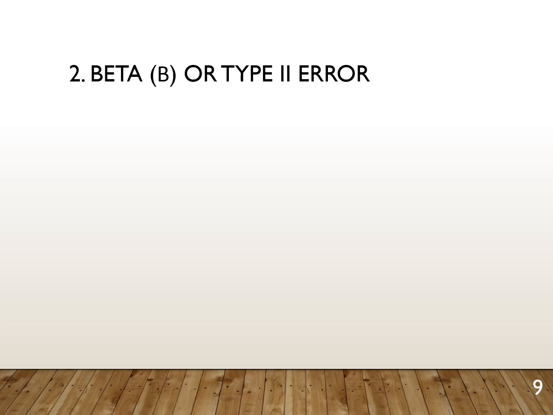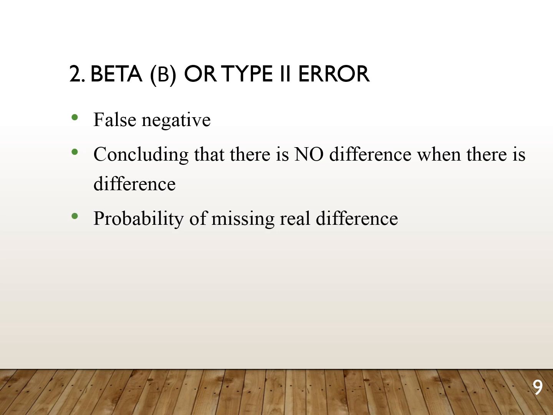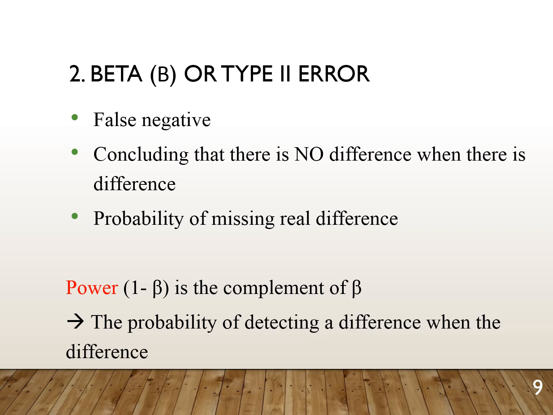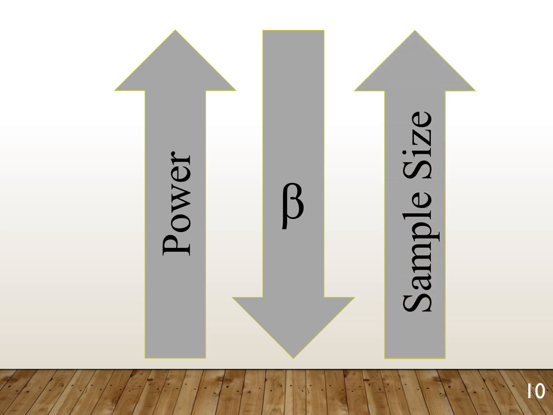The second variable is beta or type 2 error. It is also known as the false negative, or when one concludes that there is no difference when in reality there is a difference. It is the probability of missing the real difference. Power is 1 minus beta. It is the complement of beta. So the probability of detecting a difference when the difference really exists is power. To increase power and decrease type 2 error or beta, one should increase the sample size.